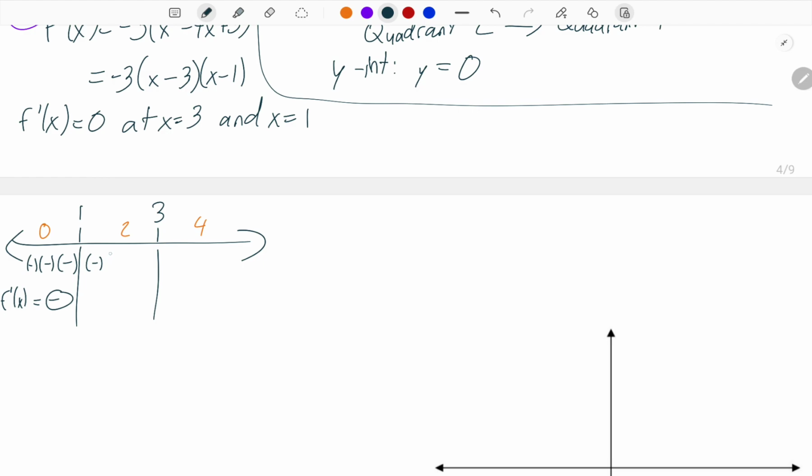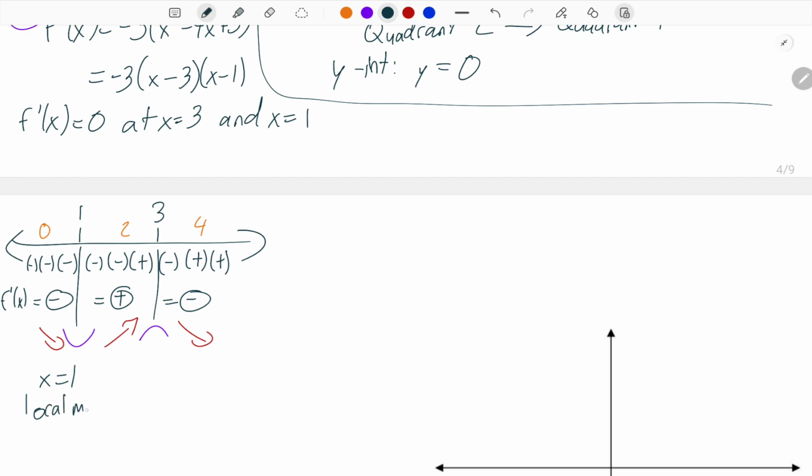Plugging in 2, start with a negative from negative 3. 2 minus 3 is still negative. 2 minus 1 is now positive. So that's positive. And plugging in 4, you have the negative to start off with, positive, and a positive gives you a negative in the end. I like to sometimes draw, again, just the shape of what that means. So negative slope, positive slope, negative slope. So you can see that we kind of have the U and the upside down U, which means x equal to 1 is a local min, x equal to 3 is a local max.